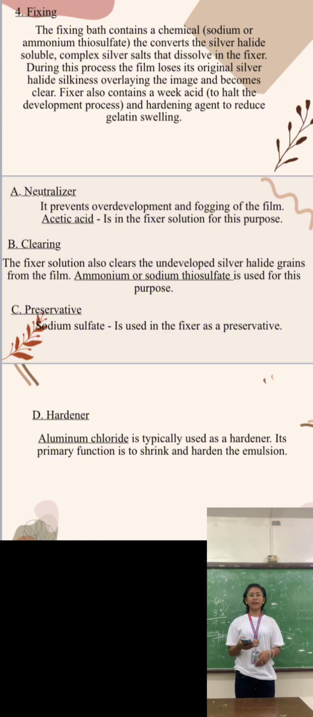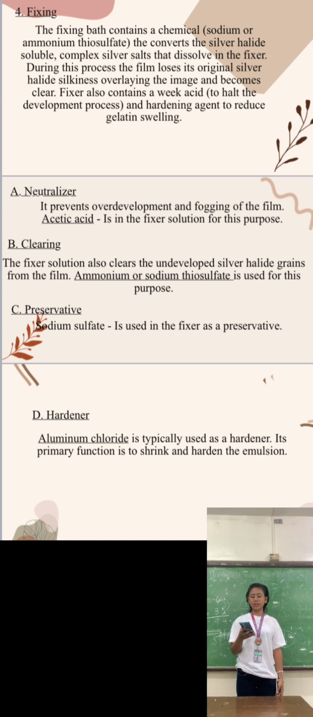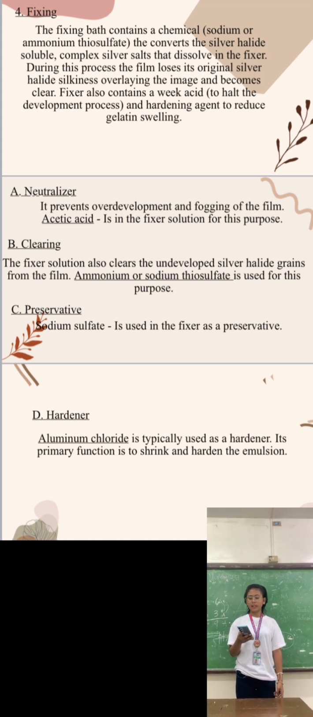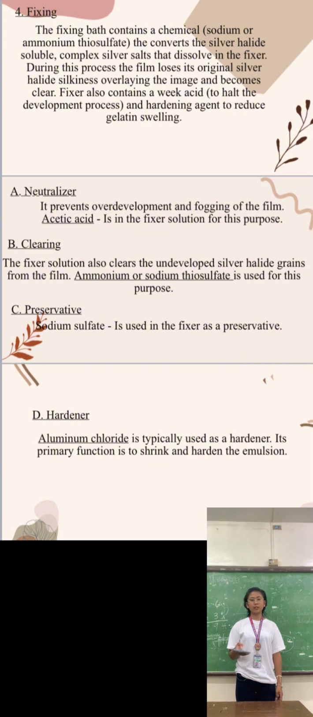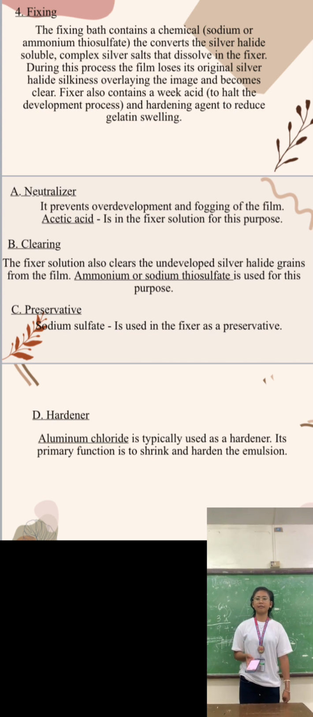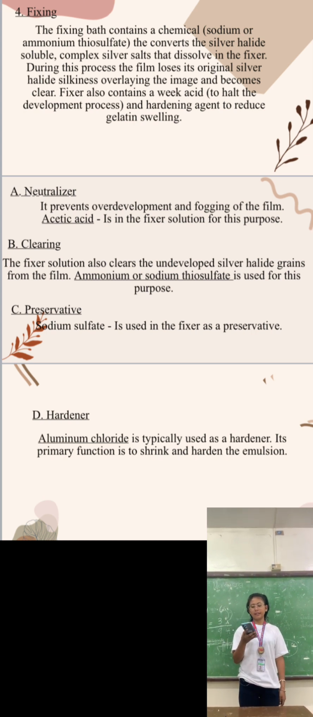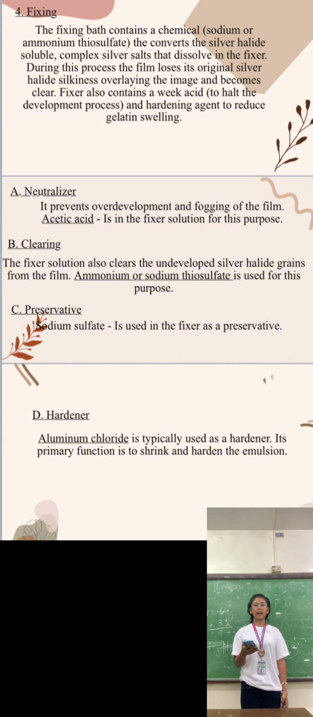Letter B, clearing. The fixer solution also clears the undeveloped silver halide grains from the film. Ammonium or sodium thiosulfate is used for this purpose. Letter C, preservative. Sodium sulfite is used in the fixer as a preservative. D, hardener. Aluminum chloride is typically used as a hardener. Its primary function is to shrink and harden the emulsion.